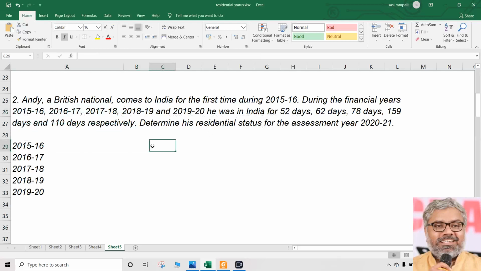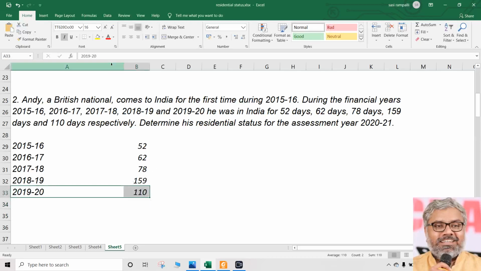So that's what we need. We need the number of days of stay in India. So how many days he stayed? 52. Then in 16-17, 62. Then in 17-18, 78. Then in 18-19, 159. And in 19-20, 110 days. 110 days he stayed. So this one is different. Why? Because this is our previous year.